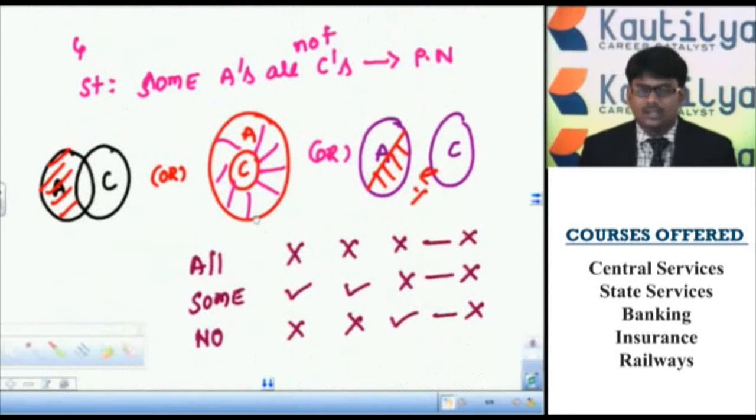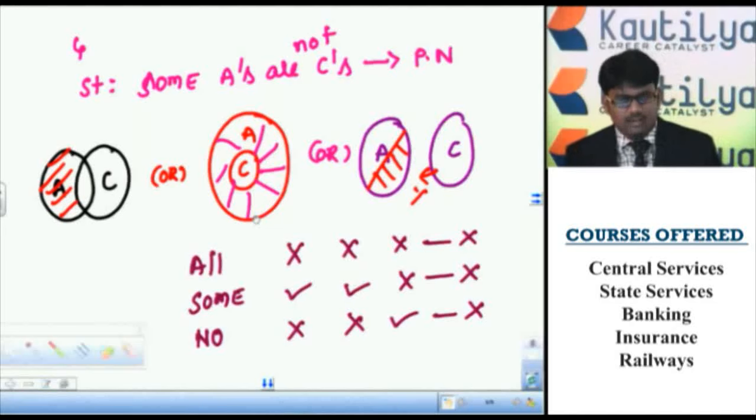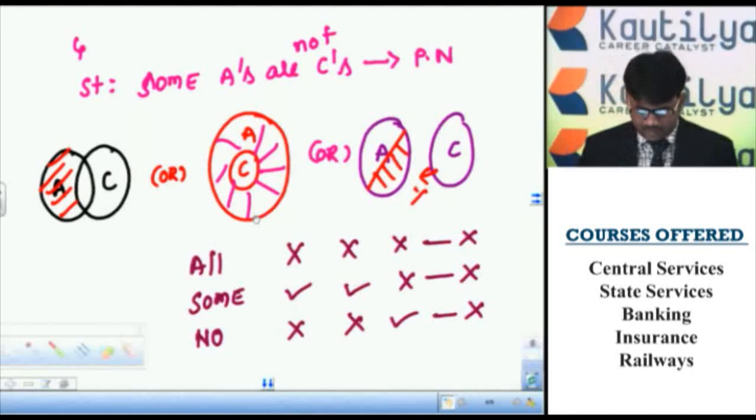And the fourth one is a particular negative statement, for example some A's are not C's. Then we have to represent it in three diagrams. Then we have to check the three conclusions: all, some, and no. All is not represented in any diagram. That means it does not exist for the given statement. And some exists in two diagrams and does not exist in one diagram. That means overall it does not exist for the given statement.